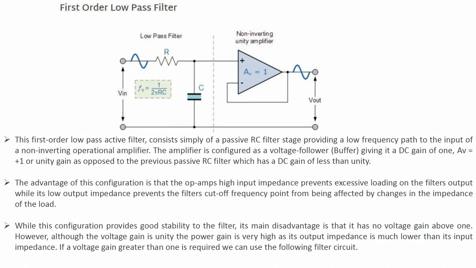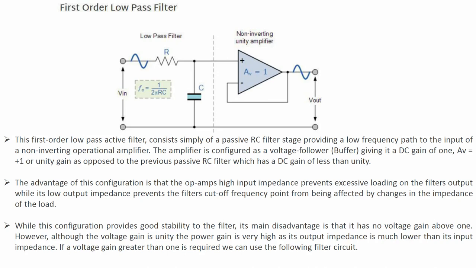Now, for the first order low pass filter as an active filter, you use an amplifier, an op amp. Here we are using an op amp in a non-inverting configuration as a unity gain amplifier. The first order low pass active filter consists of a simple passive RC filter followed by the input of a non-inverting operational amplifier. The amplifier is configured as a voltage follower, non-inverting unity gain amplifier, where its DC gain is equal to 1.